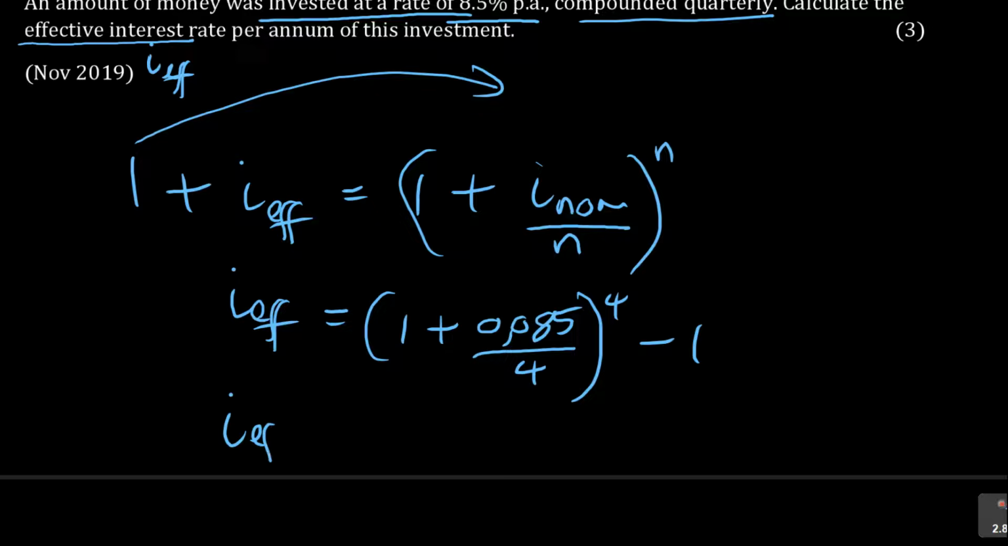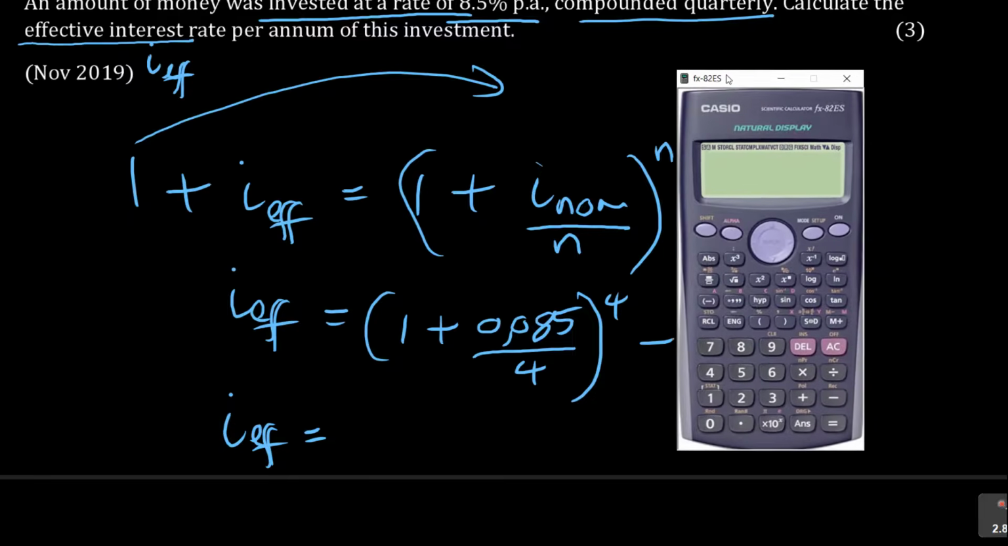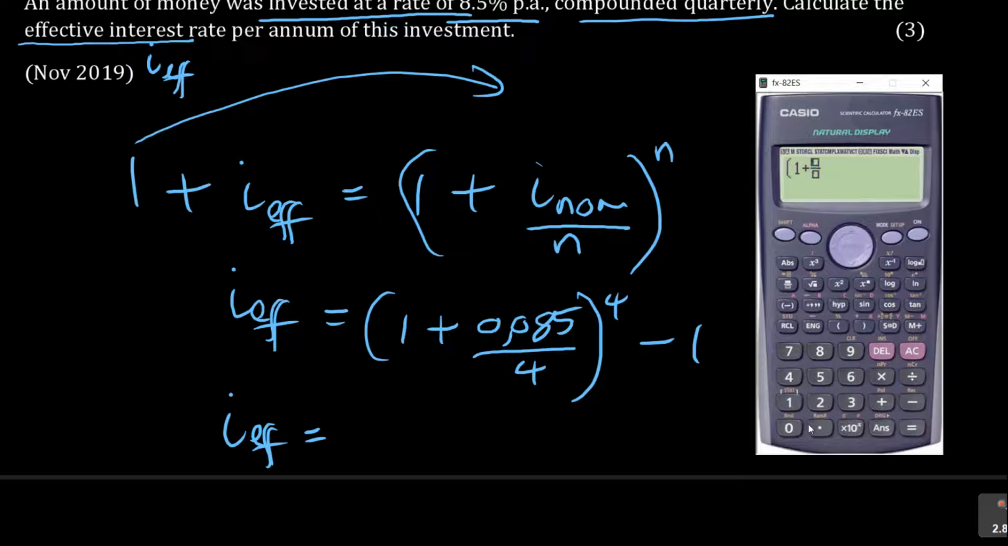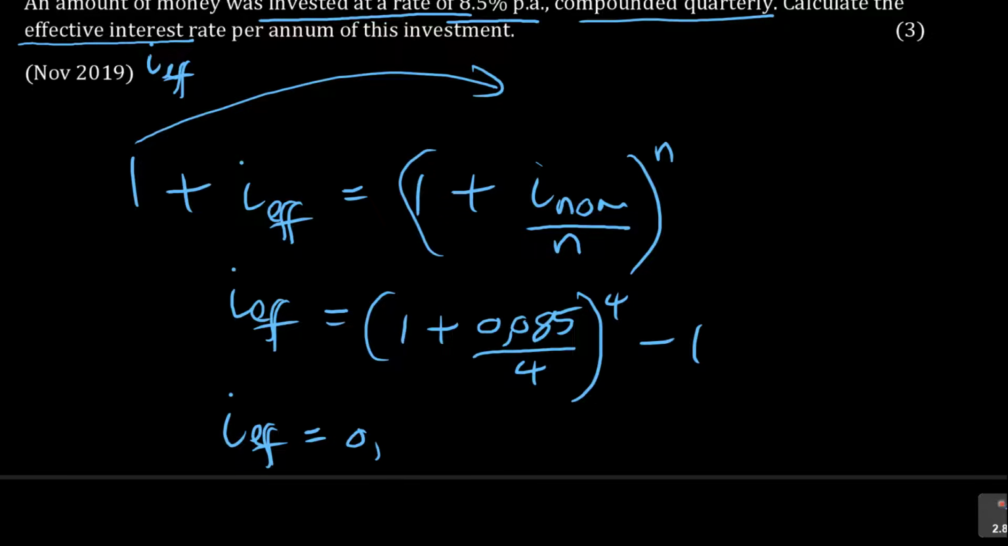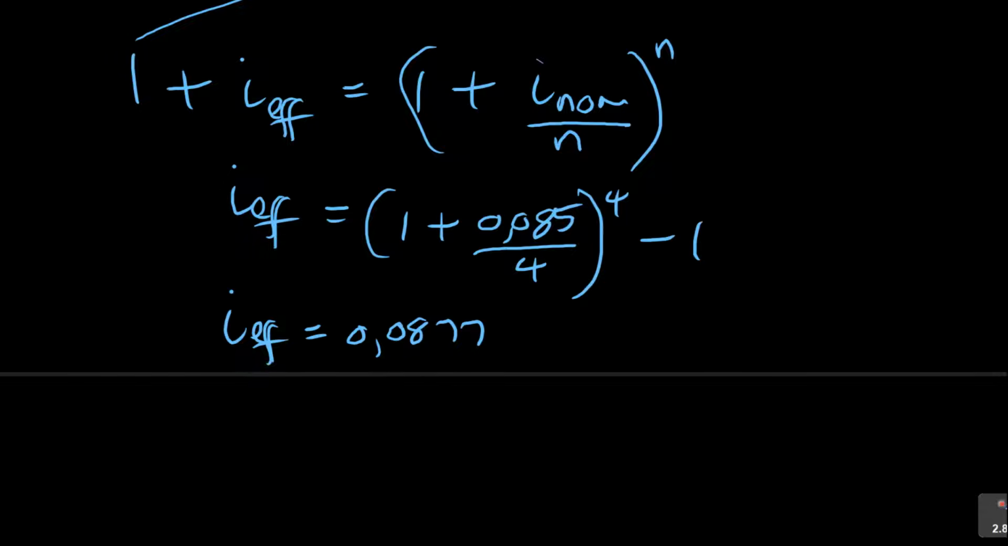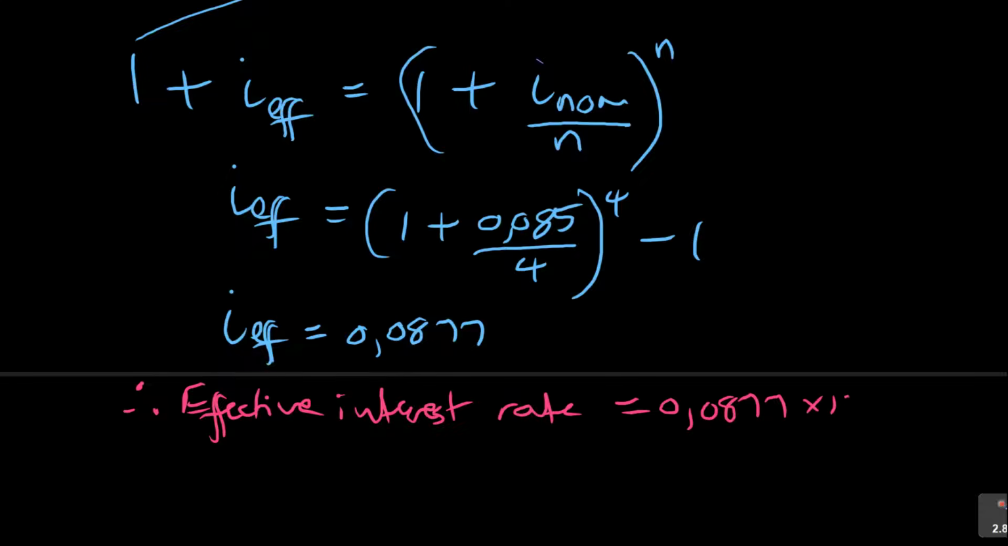So what is it? IEFF is equal to, when you use the calculator, 1 plus 0,085 over 4, to the power 4 minus 1. So we get that. If you do 0,0877 to 4 decimal places, it's 0,0877. Then you finally write the final answer to say, therefore, effective interest rate is equal to 0,0877. You multiply by 100 so that you change that into a percentage, which is 8,77%.